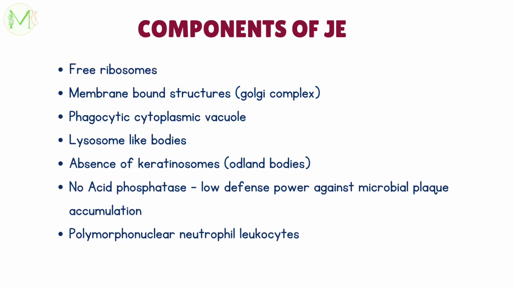Components of junctional epithelium. They are free ribosomes, membrane-bound structures like Golgi complex, phagocytic cytoplasmic vacuoles, lysosome-like bodies, and they don't have keratinosomes, also known as Odland bodies. But the absence of keratinosomes, also known as Odland bodies, and histochemically demonstrable acid phosphatase, which are correlated with a low degree of differentiation, may reflect a low defense power against microbial plaque accumulation in the gingival sulcus. Also, they have polymorphonuclear neutrophil leukocytes.